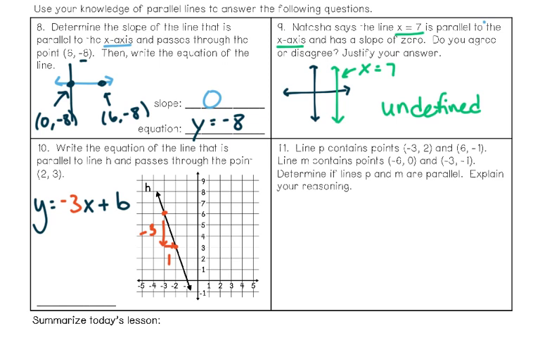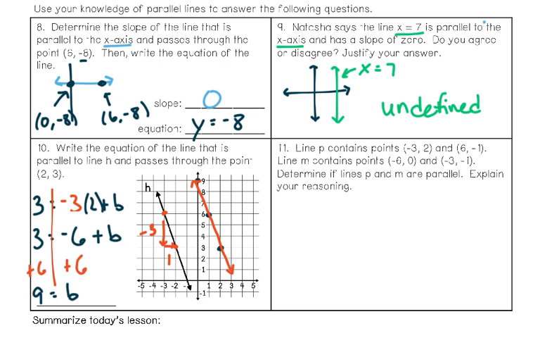All right, using the graph for number 10, we can see that the point for the new line is going to pass through 2, 3, and it has to have the same slope of -3 over 1. Just using the graph in that same pattern, I went up 3 and over 1 until I got to the y-intercept at 9. So the equation of the line would be y equals -3x plus 9. You could have also substituted that point into your equation and got 9 equals b that way as well.